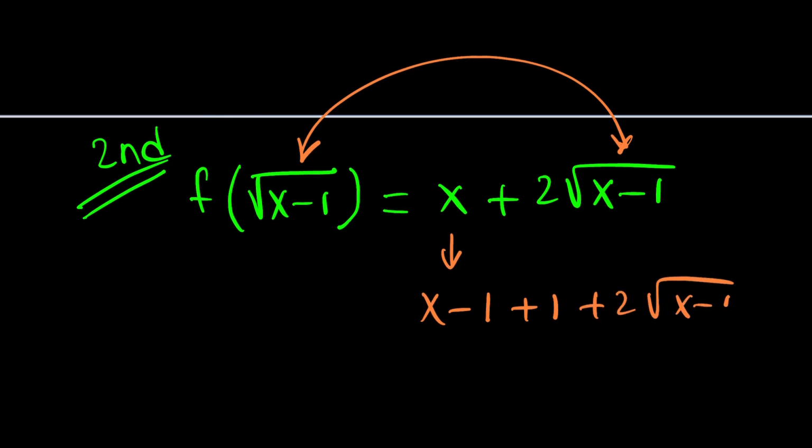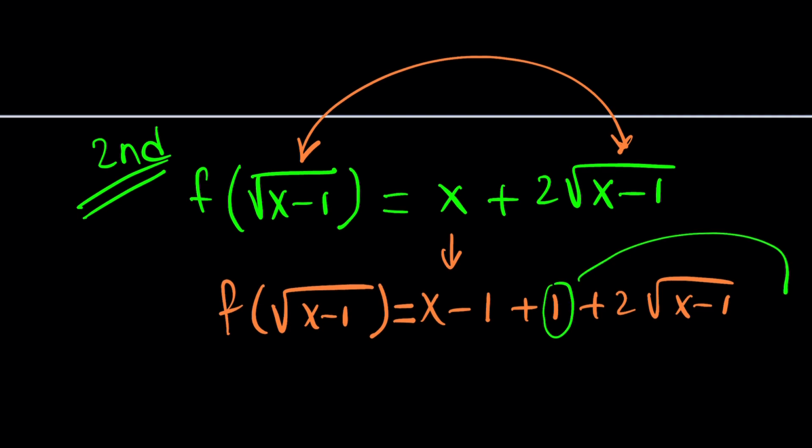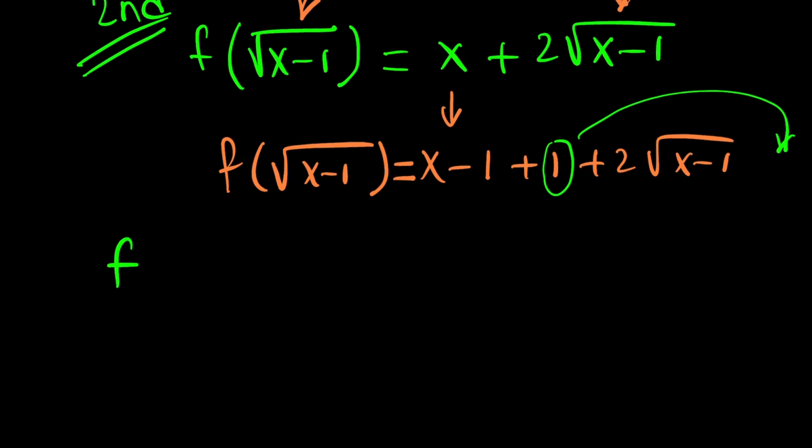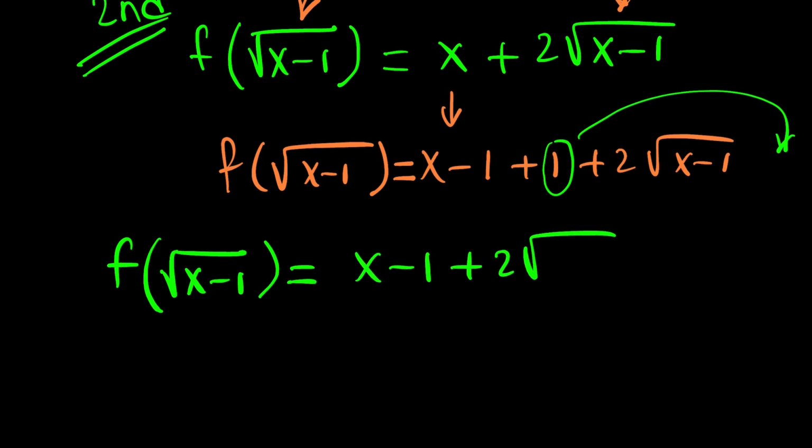Now, this is f of the square root of x minus 1 equals this. Now, I'm going to go ahead and take this positive 1 and put it at the end. Okay, does that make sense? Again, this is where the problem idea came from. I started with the solution, of course. That's always what you do. So this is x minus 1. This is 2 times the square root of x minus 1, and then plus 1 at the end.